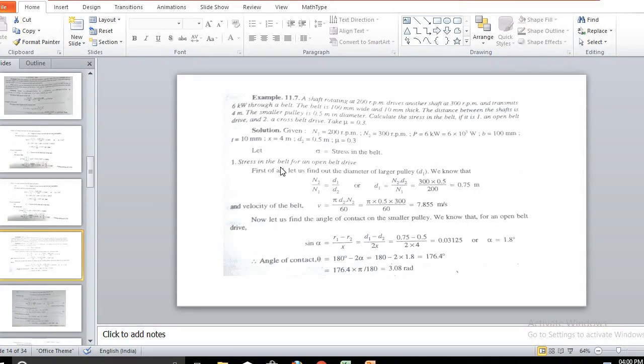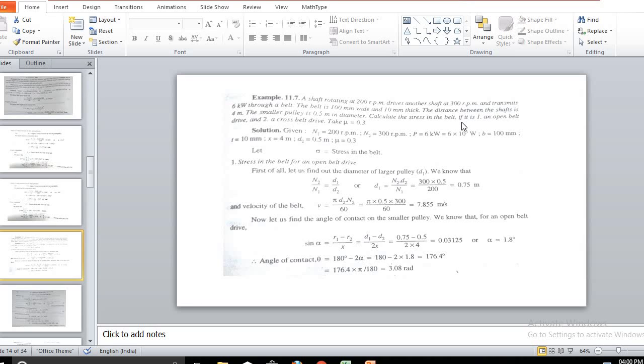This is another example here. A shaft rotating at 200 rpm drives another shaft at 300 rpm and transmits 6 kW through a belt. The belt is 100 mm wide and 10 mm thick. The distance between the shafts is 4 meters. The smaller pulley is 0.5 meter in diameter.